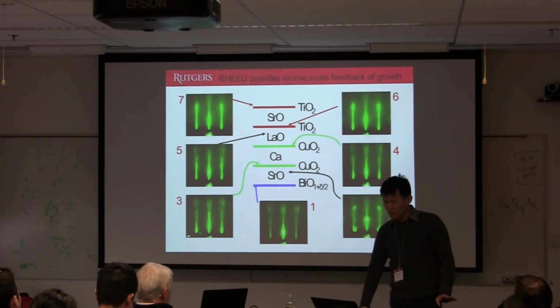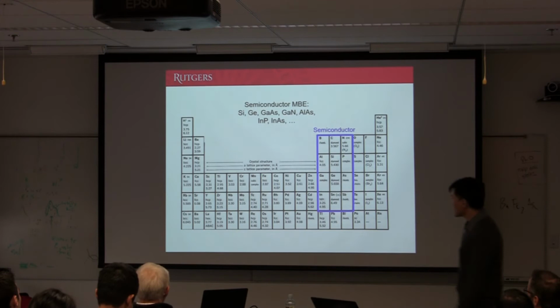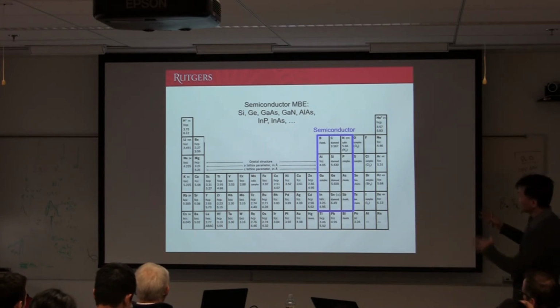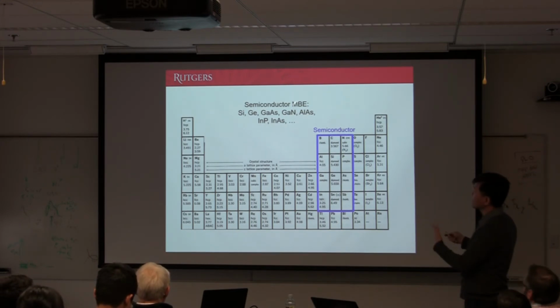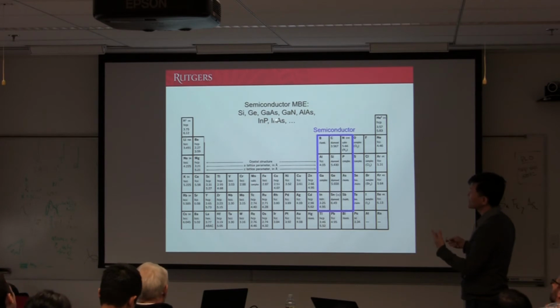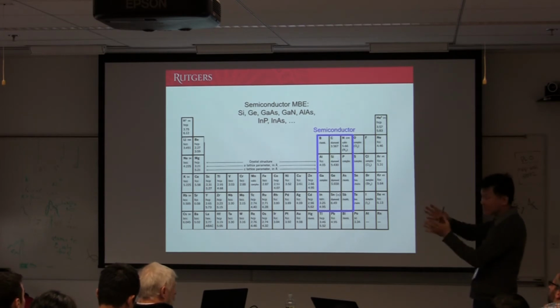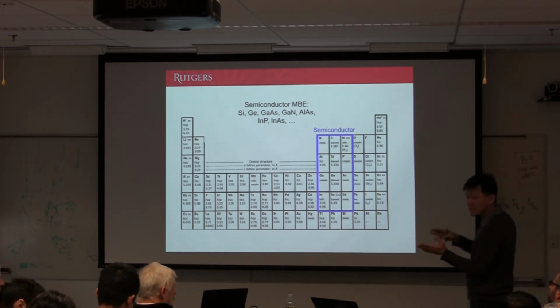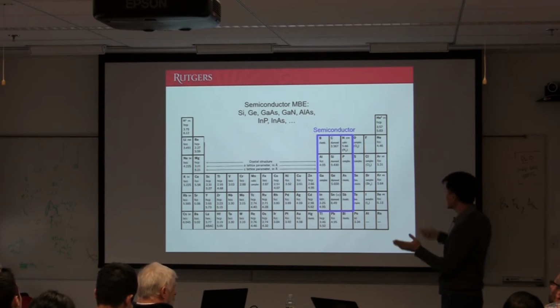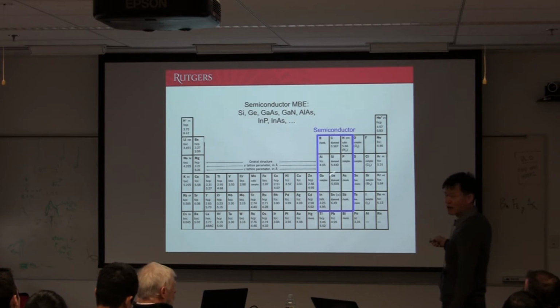How to use RHEED actually helps a lot. So MBE started with semiconductor systems, especially something like gallium arsenide. Lauren is the world expert on gallium arsenide. So that's where MBE was developed in the 70s and 80s. These are the materials that are very popular, where MBE was used a lot.